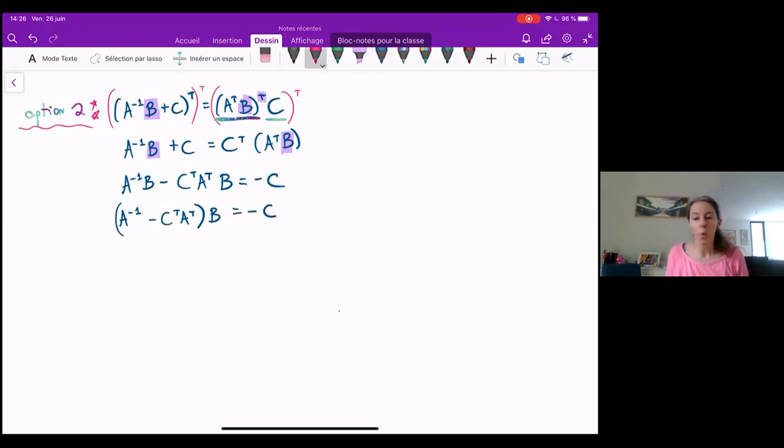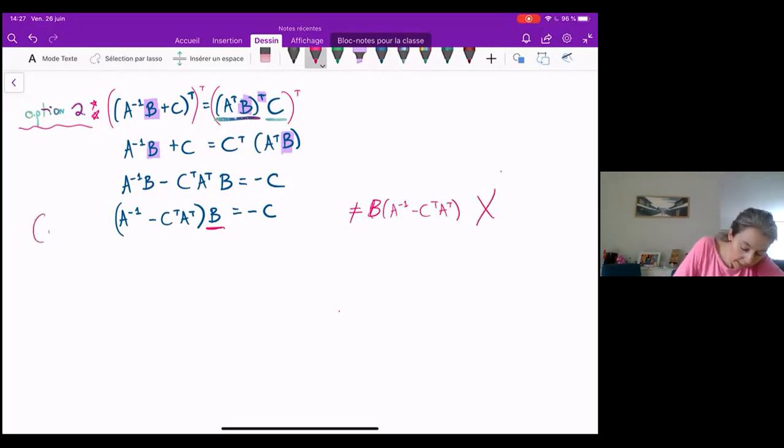Same as before, order matters. This B right here had to be on the right side. It was on the right side of A inverse. It was on the right side of C transpose A transpose. So this does not equal B times A inverse minus C transpose A transpose. The side that we put B on is important. Now I want to divide, I can't, so I multiply by the inverse. And that inverse needs to be on the left side of my negative C.